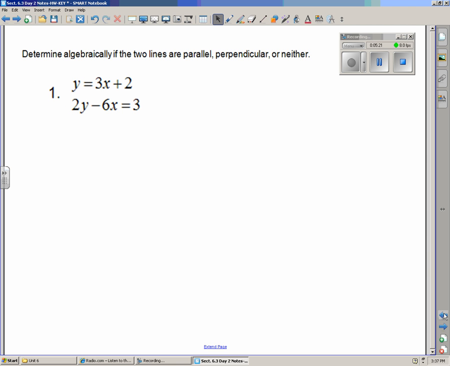Determine algebraically if these two lines are parallel, perpendicular, or neither. Well, if they're parallel lines, they've got the same slopes. If they're perpendicular, they're negative reciprocals. And if the slopes have nothing in common, it's neither.